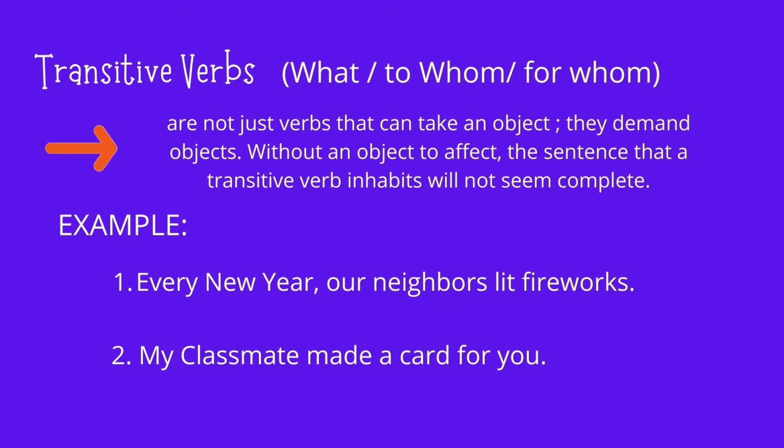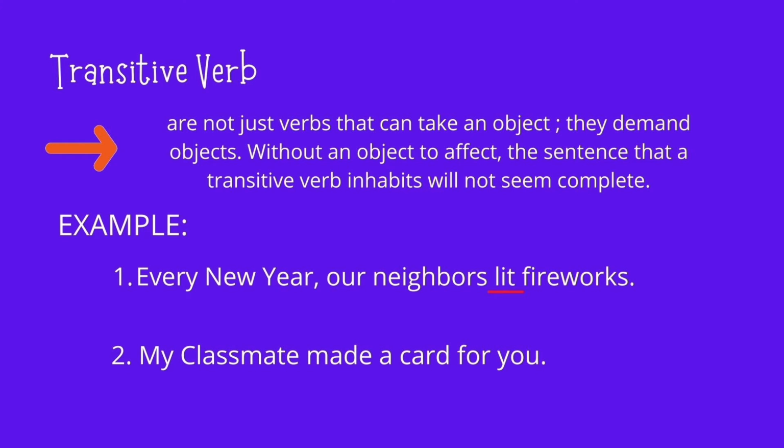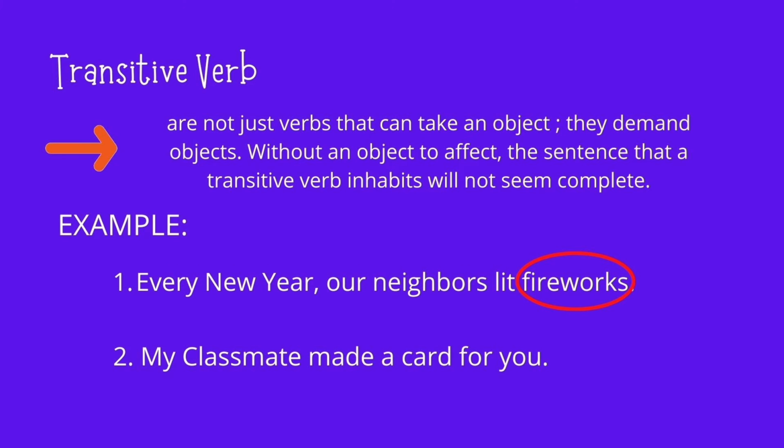So we have some examples of transitive verbs here. The first one: every New Year, our neighbors lit fireworks. Our subject here is neighbors. And we have the word lit for our verb. So what did the neighbors light? They lit fireworks. And it answers the question what?